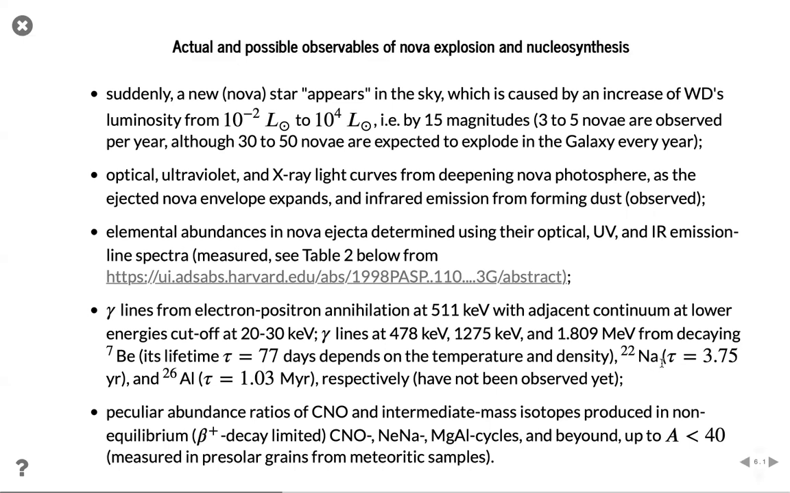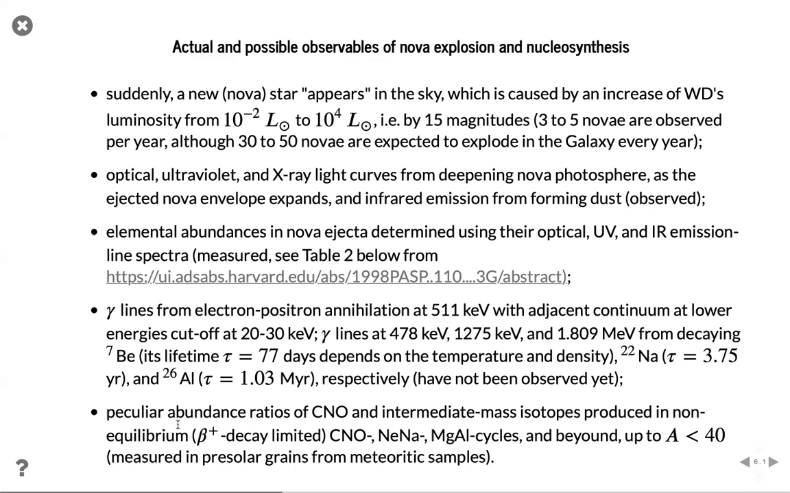So sodium-22 is radioactive with a lifetime 3.75 years, and aluminum-26, this last line. So aluminum-26 gamma line 1.809 megaelectron volt was actually observed in the Milky Way plane, galactic plane, but it's believed to be produced by aluminum-26 made not by novae, but instead by massive stars. So far, none of these gamma lines was measured yet from a nova explosion. Okay, they have not been observed yet.